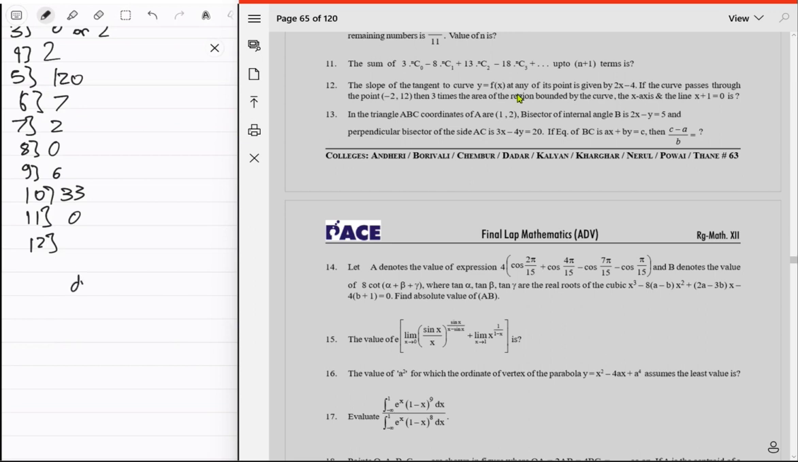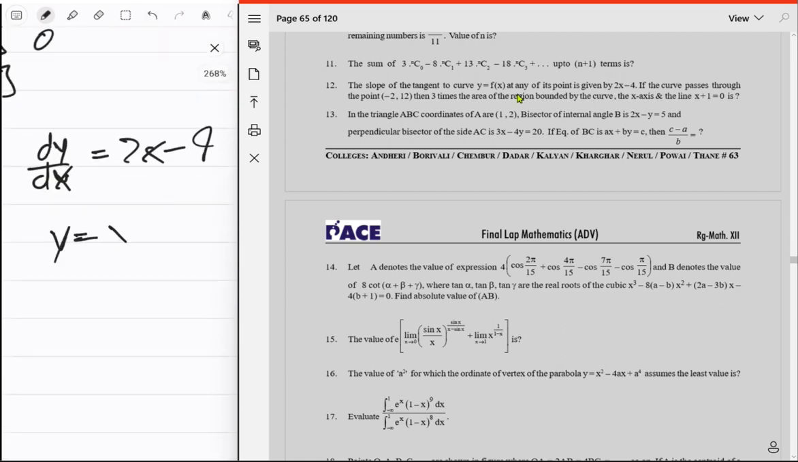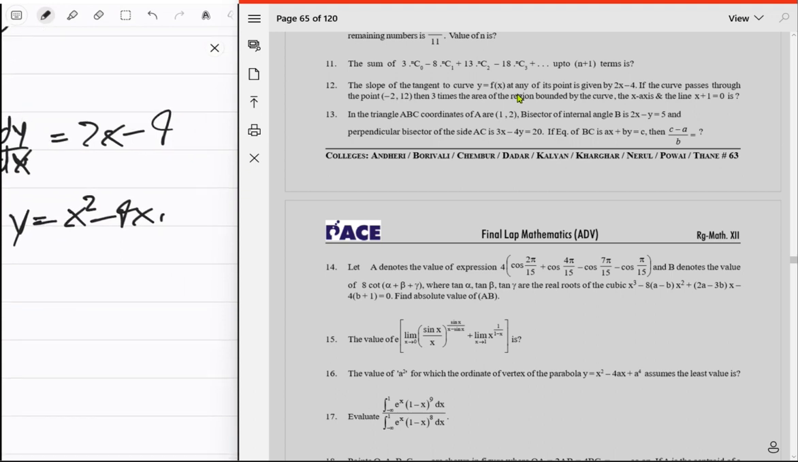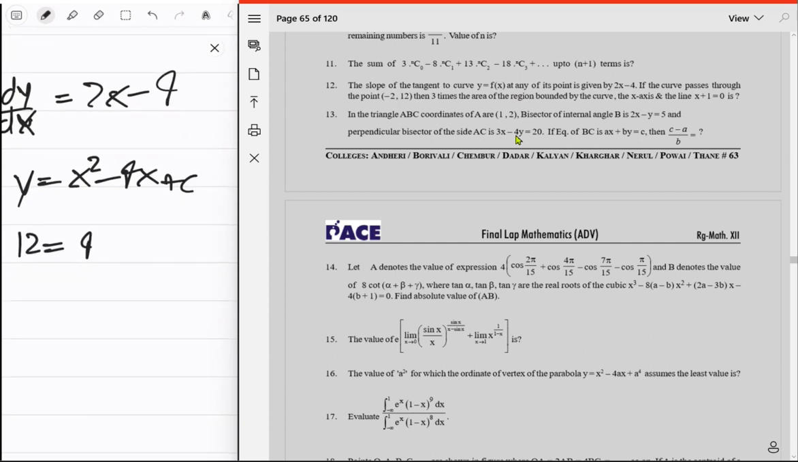Okay, so this is where dy upon dx is equal to 2x minus 4. That's all you're saying, right? Okay. I mean, that's not that hard. It's just y is equal to x square minus 4x plus some kind of constant. So, right? Yeah. Curve passes through this guy. So just 12 is equal to 4 plus 8 plus c. So just c equal to 0. Yeah, awesome. y is this guy.